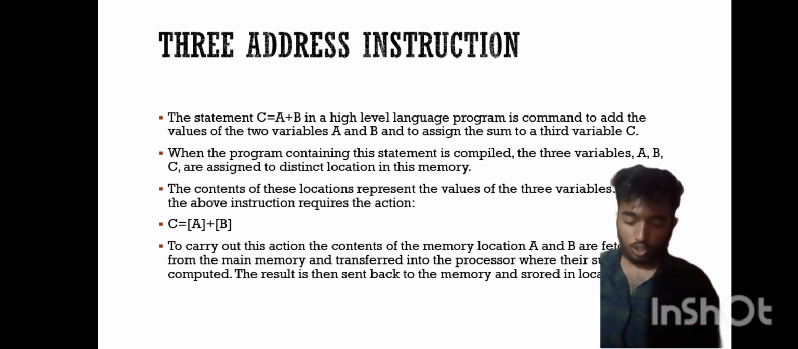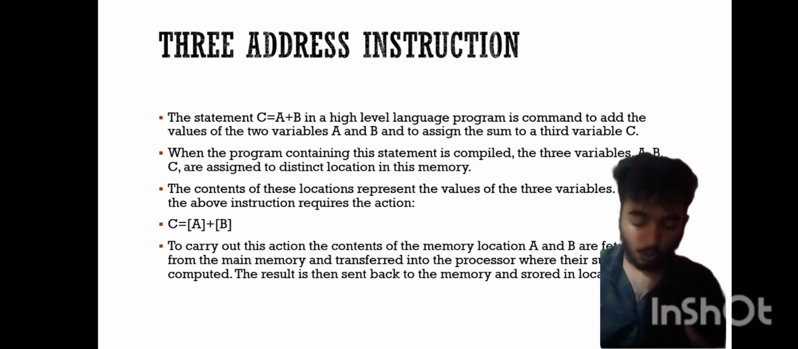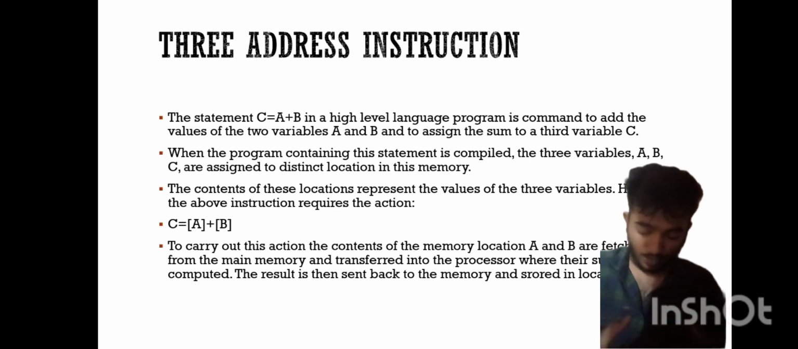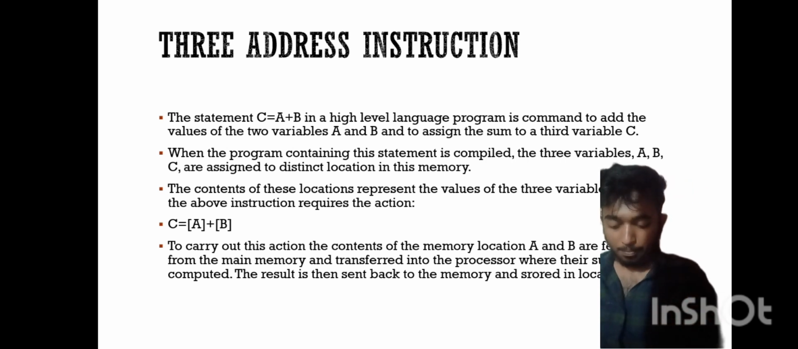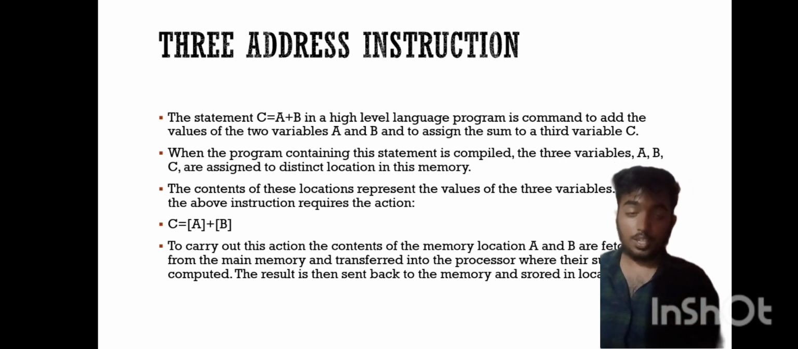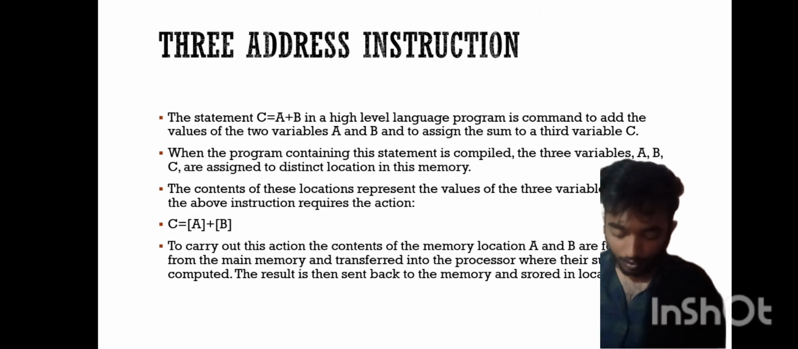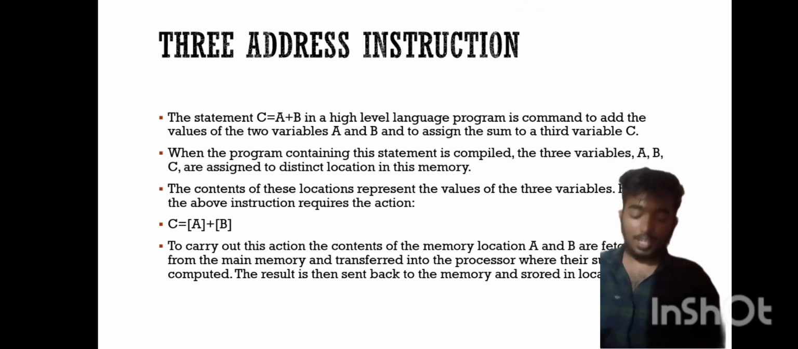To carry out the above instruction, the contents of memory locations A and B are fetched from the main memory and transferred into the processor. The sum is computed, and the result is sent back to memory and stored in location C. The same action is performed by a single machine instruction. Operands A and B are called the source operands, and C is called the destination operand.